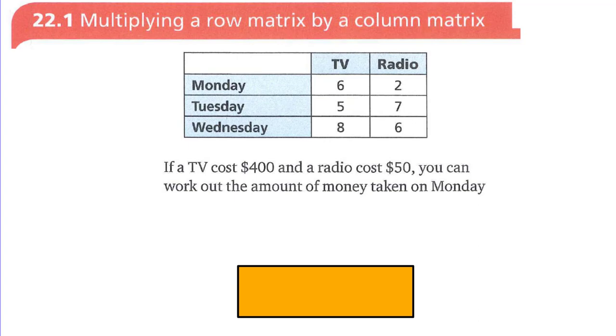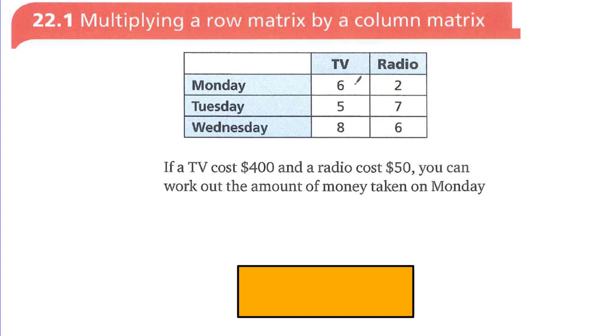Hi dear students, in this video I'm going to explain multiplying a row matrix by a column matrix. Here there is a good example for this one. This is like an electronic shop that sells TV and radio, and we get the data for only TV and radio. Monday they sold 6 TV and 2 radio.